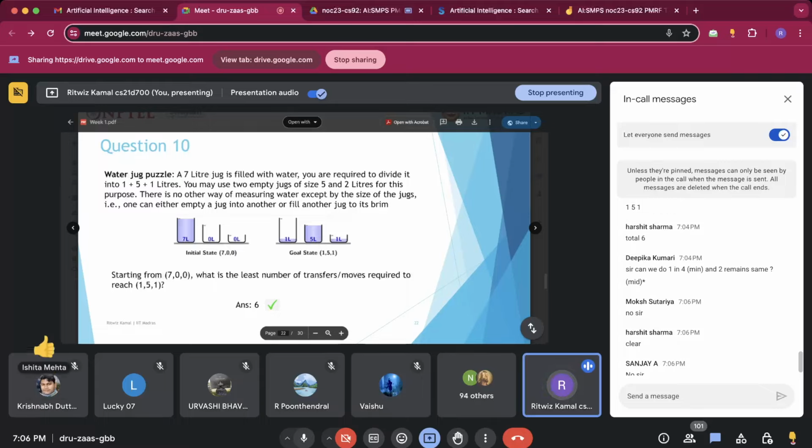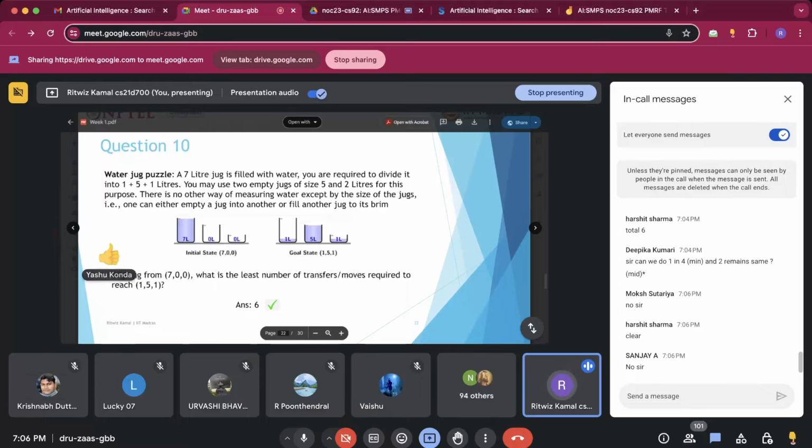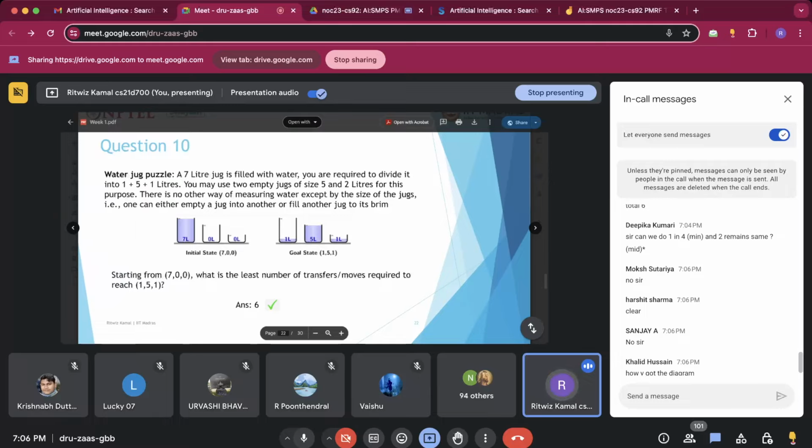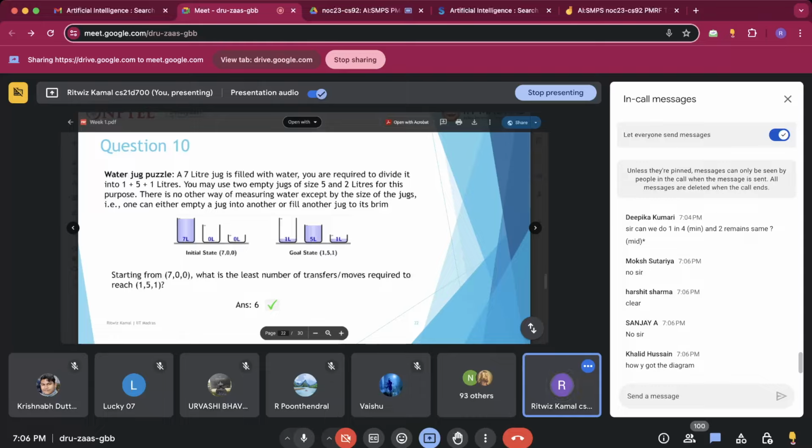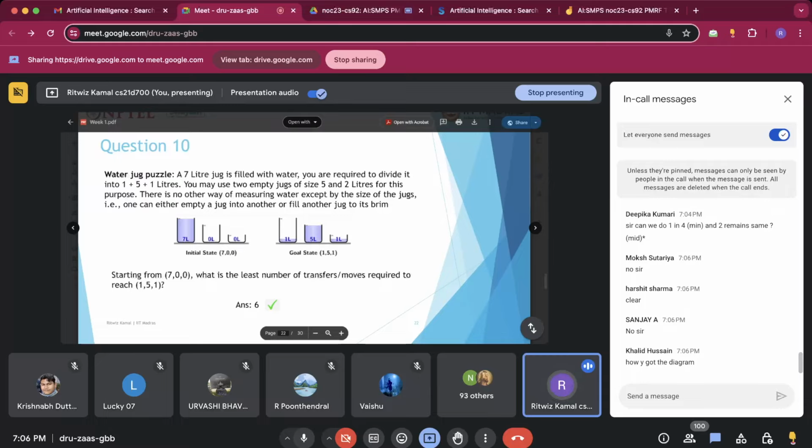Okay, great. There are a couple of questions in the chat box. I'll just address them. So there was a question about, can we do 1 in 4 and 2 remain same? Can you elaborate more on this question? I'm sorry, I couldn't grasp what you were trying to ask. But if you're asking about a separate state that you want to reach instead of 151, for sure we can reach any possible valid state from one initial state to another state. Okay, this is just an example of a goal state.